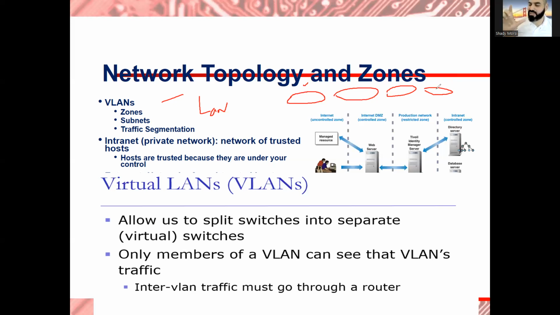So it's limited to a distance. The limitation in area, like Raj was saying, could be maybe 100 meters, 150 meters, or 300 meters. This is the max when it comes to a LAN. So it's limited to distance, and this is what a LAN is all about.